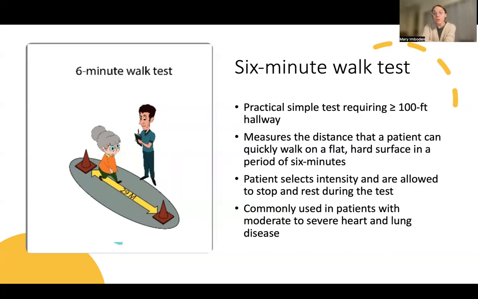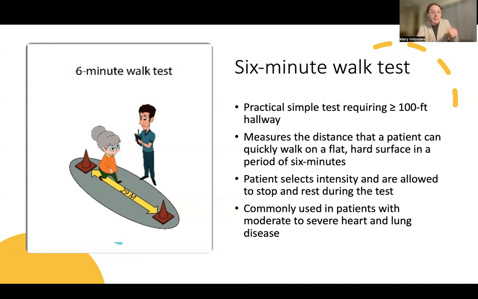And the important instruction to give to patients is that they get to select the intensity. The amount of times that I've done this test with clinical populations, they usually are looking for guidance from you on, so how quickly should I walk? And they get to decide what's comfortable for them. You want them to go as quickly as they can in that 6 minutes without running, but letting them know if they need to stop and rest during the test, that is okay.